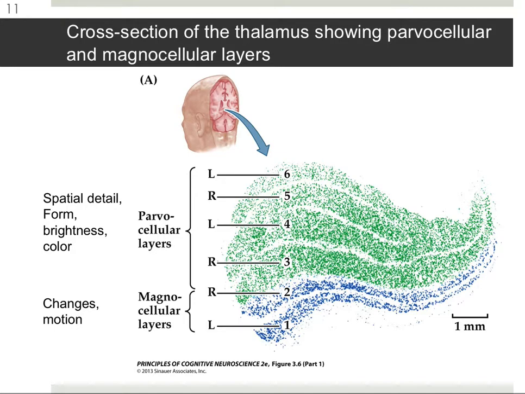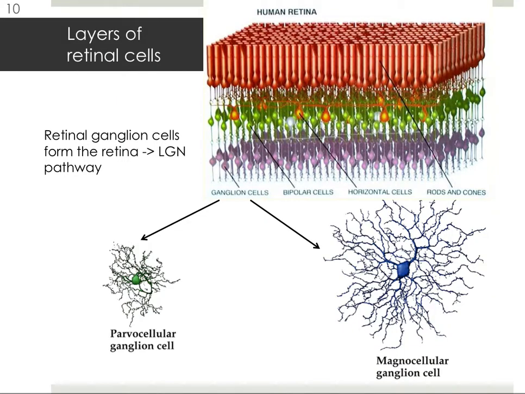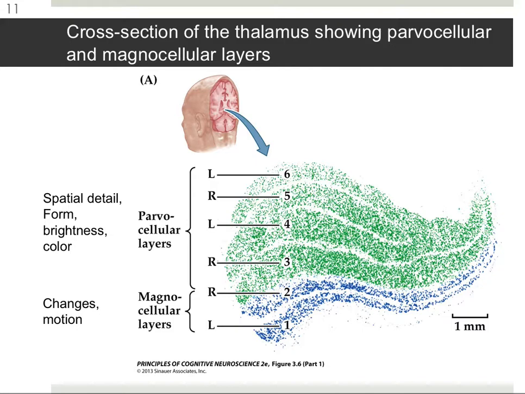Whereas the parvocellular layers, there are more of them, but they're smaller cells. These parvocellular layers, in contrast, map onto the ability to detect spatial detail, including form of the visual information, as well as brightness and color. So later today, we'll talk about the where versus what pathways.